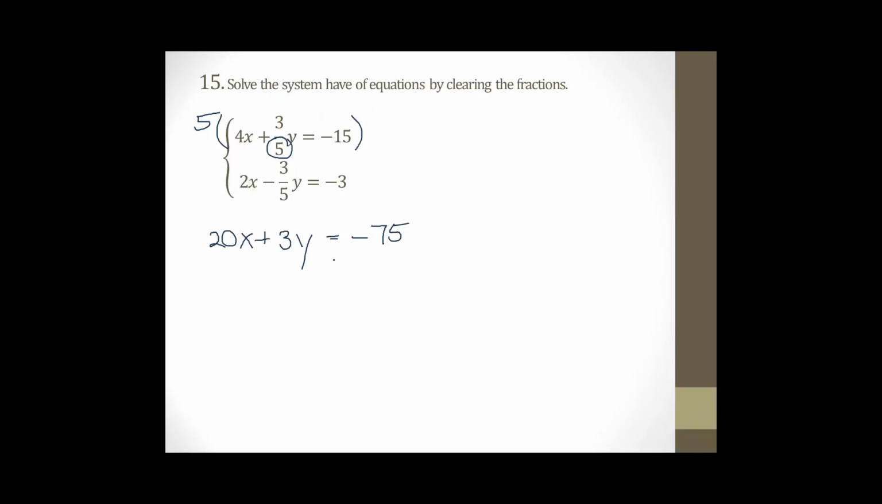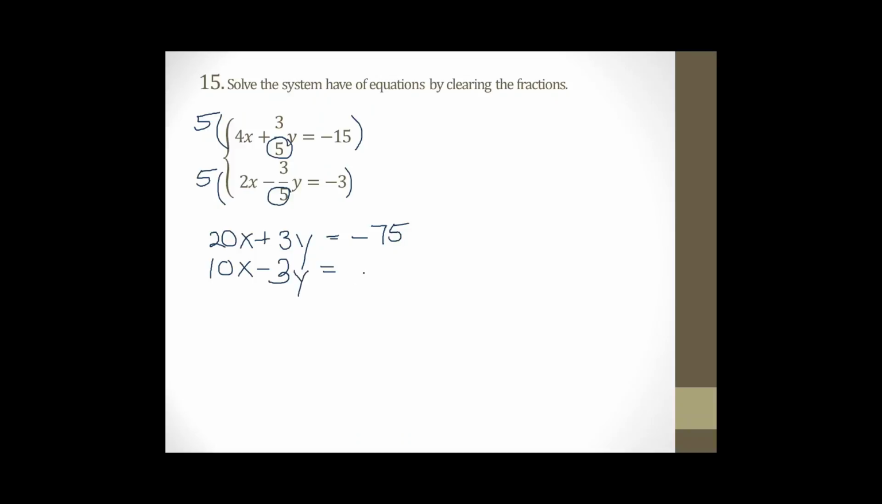Okay, so we cleared the fraction in the first equation, no more fraction, and we're going to have to do the same thing with the second one. Again, there's only one fraction, so we know exactly what to multiply by, the least common denominator, which is 5. And distributing through, we get 2x times 5, which is 10x. And then 5 times negative 3 over 5 y. The 5 on top and 5 on the bottom cancel out, and we're left with negative 3y.